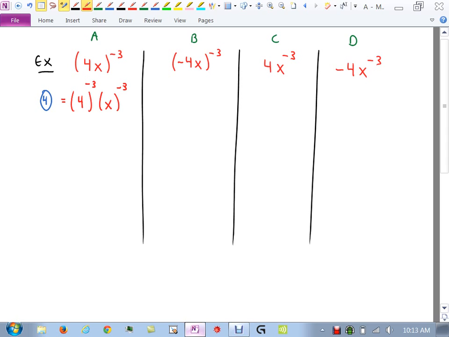Property 7 says if I have something to a negative power, I put 1 over it to a positive power, right? So by property 7, I can turn that into 1 over what? 4 to the positive 3. Then what about the next one? I'm going to put a times in between that. What about x to the negative 3? 1 over x to the positive 3. Same property, isn't it? Property 7 again.